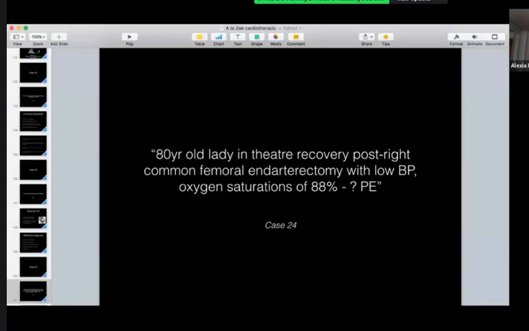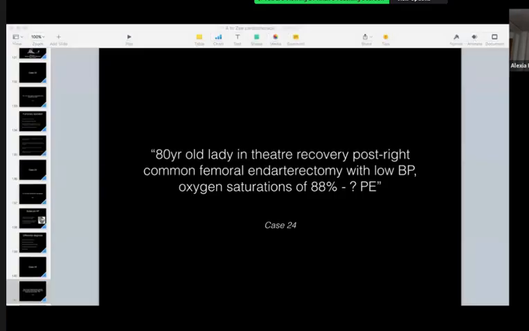She's an 80-year-old lady who's in theatre recovery after having a right common femoral endarterectomy. And suddenly she developed a low blood pressure, oxygen saturations of 88%. So the clinicians were worried about a PE in this lady.